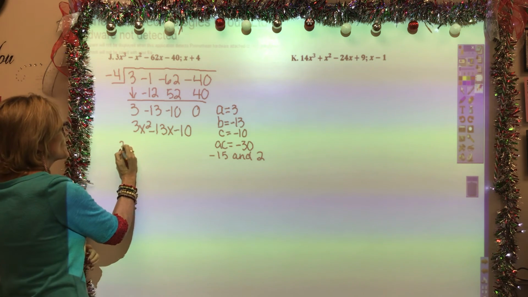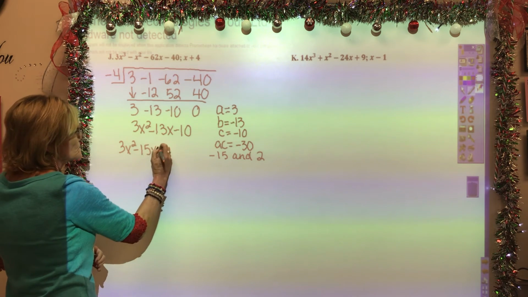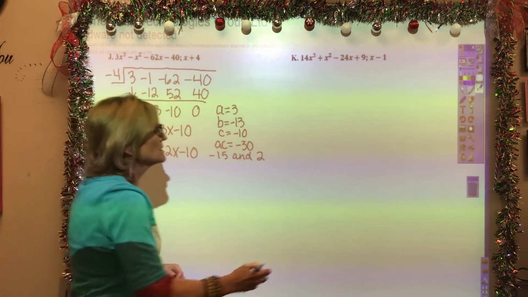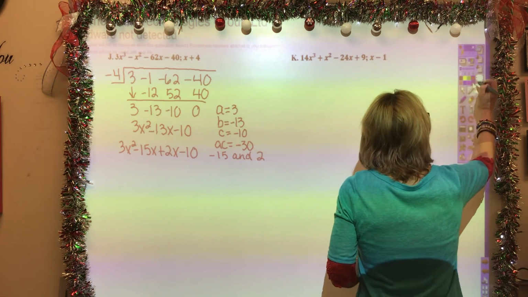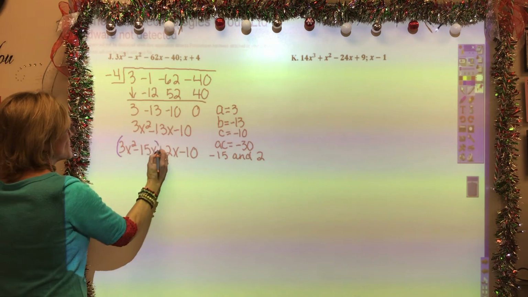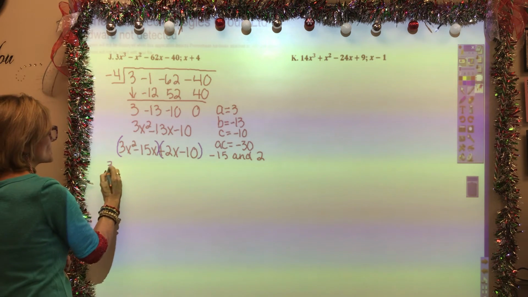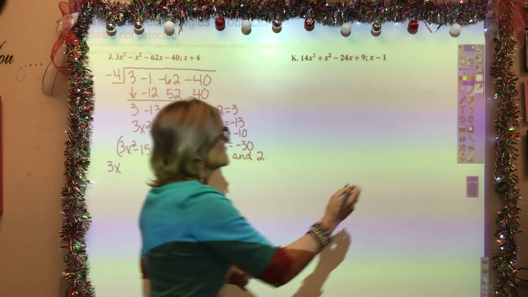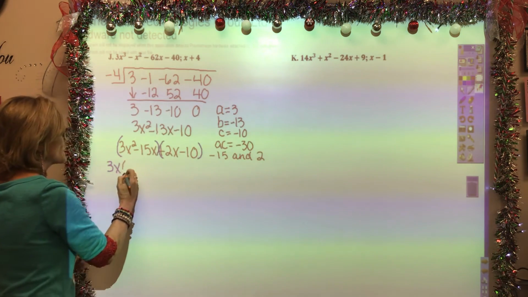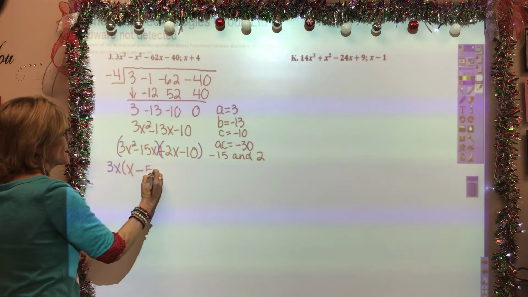So we'll have 3x squared minus 15x plus 2x minus 10. Let's group. We can factor out a 3x from our first parenthesis. So 3x squared divided by 3x is x. Negative 15x divided by 3x is negative 5.